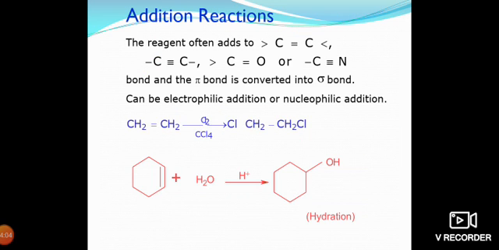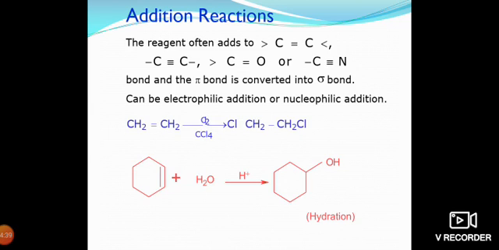Addition reactions. Addition means one molecule is added to unsaturated systems. The reagent often adds to C double bond C, C triple bond C, C double bond O or C triple bond N. These types of compounds are taken and we add a halogen or water molecule or other reagents. Then the pi bond is converted to sigma bond.